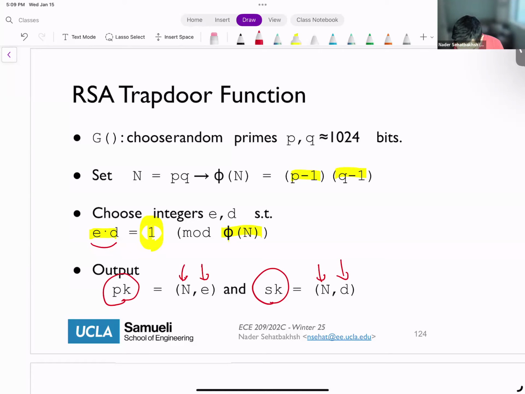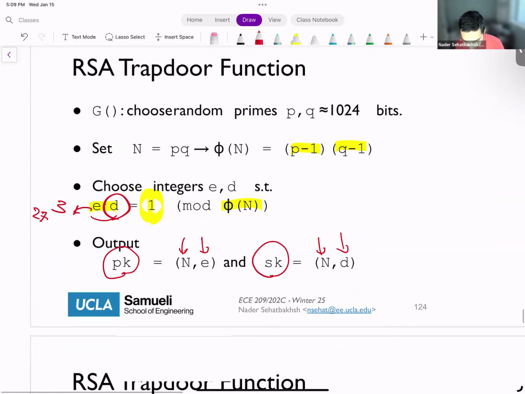How do we pick this E and D? We usually make E some number, as I said, like 3 or 21 or 27, some prime number, and then iterate through phi of n times k plus 1, and that will give us D basically. I'm going to give you an example with real numbers after this. So once I have my E and D, I have my public key and secret key. N and E is my public key, N and D is my secret key.